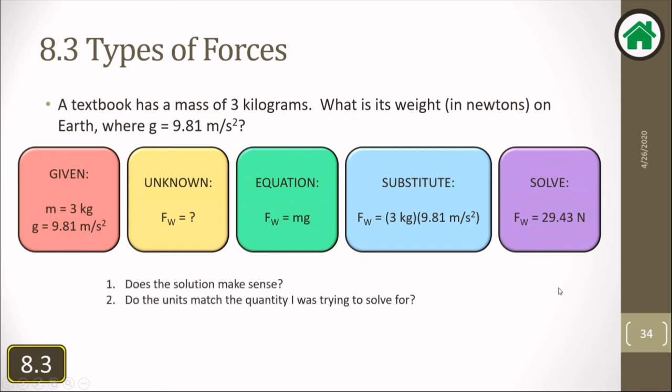Want to check to see if this answer makes sense? Yes, we were trying to solve for a force, specifically weight. So the answer should have units of force, which in this case is newtons, and that works.